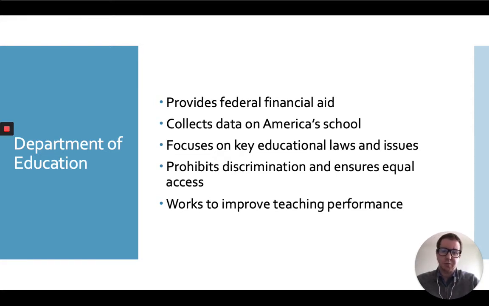It also collects data on America's schools, so if you are looking at attending one particular school or another and you're not sure which one to choose, the Department of Education has some information that might help you. They also focus on key educational laws and issues, for example, equal rights, discrimination, affirmative action, things like this. This prohibits discrimination and makes sure that people have equal access to all of the universities' or colleges' resources. And of course, it also works to improve teaching performance. There are lots of trainings that you can go to as a teacher through the Department of Education, and maybe learn something new or work on skills that you had forgotten.